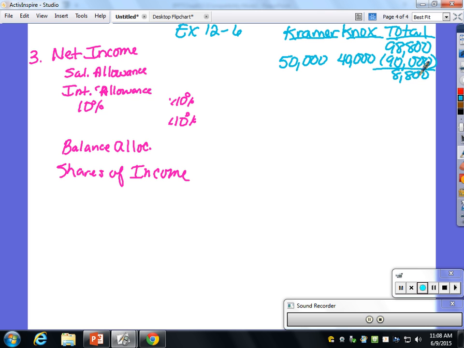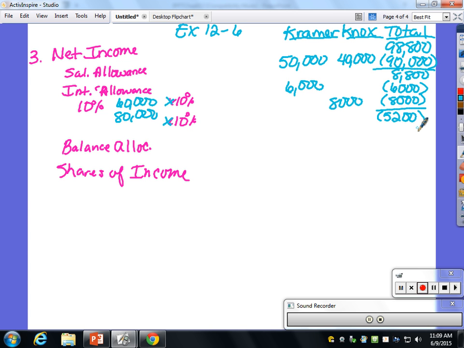10% times what? That's supposed to be on their capital investments. What's the capital investment? 60,000 and 80,000. So it's still 6,000 here and 8,000 for Knox, a total of 14,000, right? Which means that we are in the arrears how much? 14,000 minus the 8,800, you're in arrears 5,200, and then obviously we need to allocate that equally, right? 2,600.